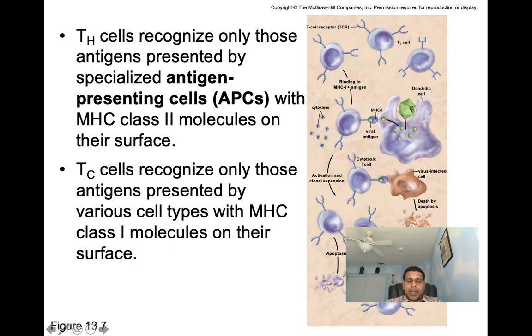Our antigen-presenting cells will include dendritic cells and our macrophages. They secrete cytokines which activate cytotoxic T cells and B cells, plus they're going to have other functions.